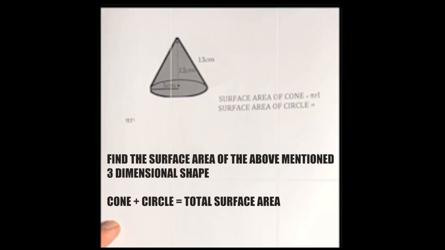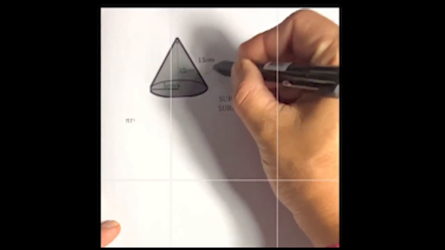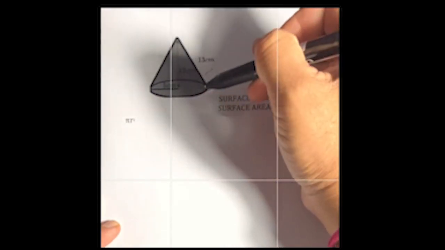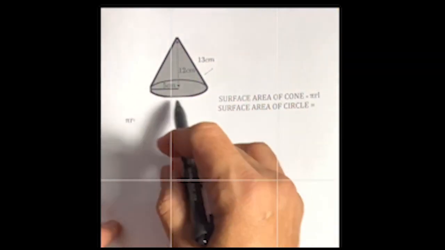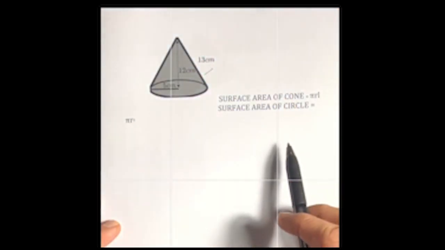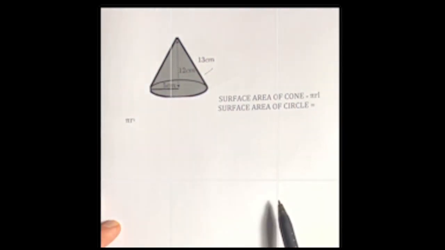So we'll have to find out the surface area of this three-dimensional shape. This particular three-dimensional shape has a cone. So what is a cone? This one that you are looking at. We have to find out the surface area of the cone, this area, as well as the surface area of the circle. If we can find out the surface area of the cone and the surface area of the circle, we will be able to find out the total surface area for this particular three-dimensional shape.